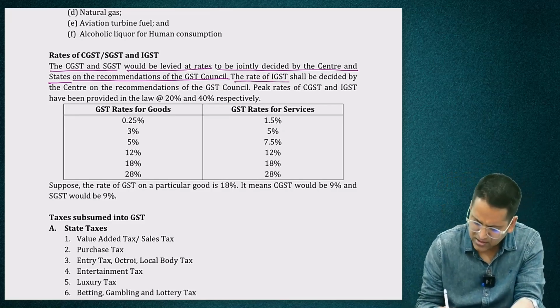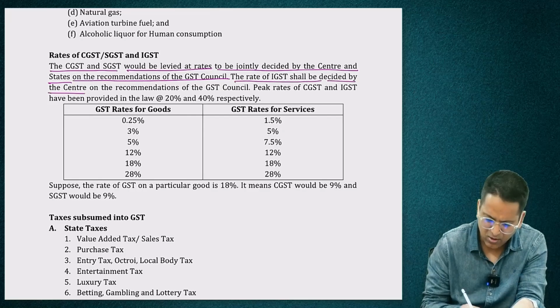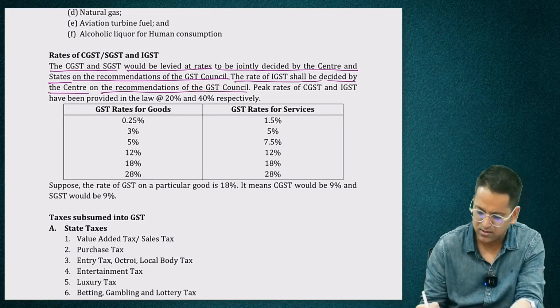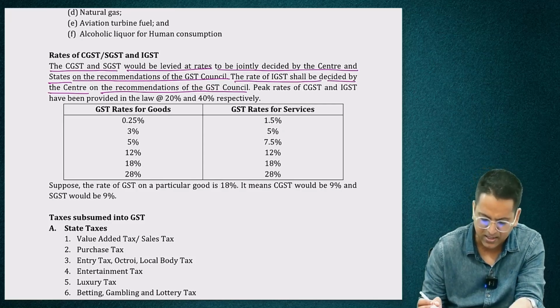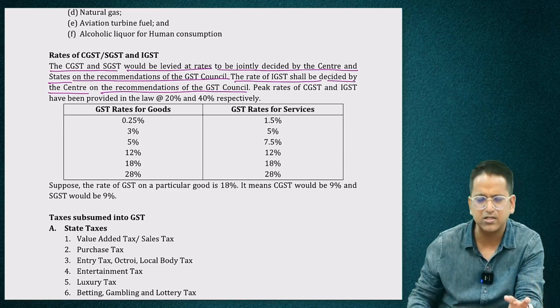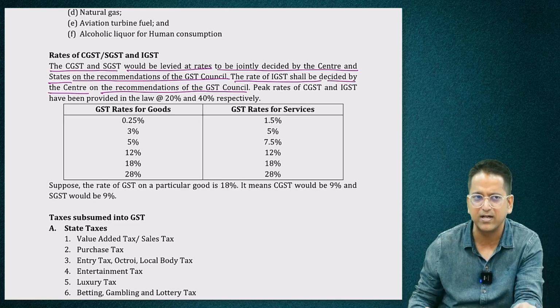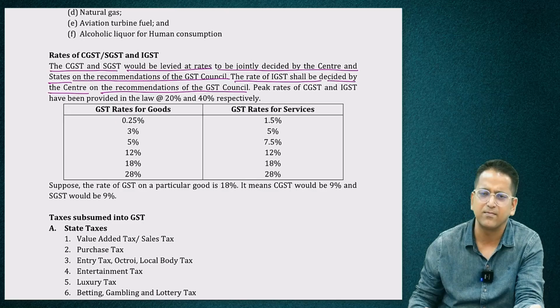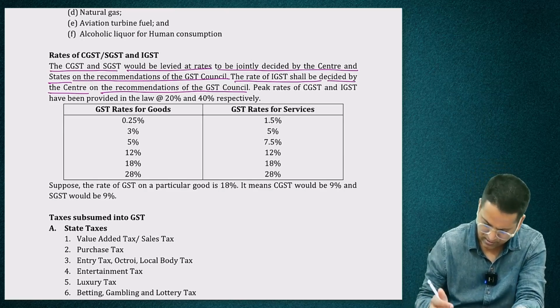The rate of IGST shall be decided by the center on the recommendations of the GST Council. IGST rates. Who will decide? It shall be decided by the center on recommendation of the GST Council. So CGST and SGST rate is decided by the central and the state government together. And through the GST Council, that thing comes in front of you. Okay? And IGST rate is decided by the central government and it comes before you through the GST Council.